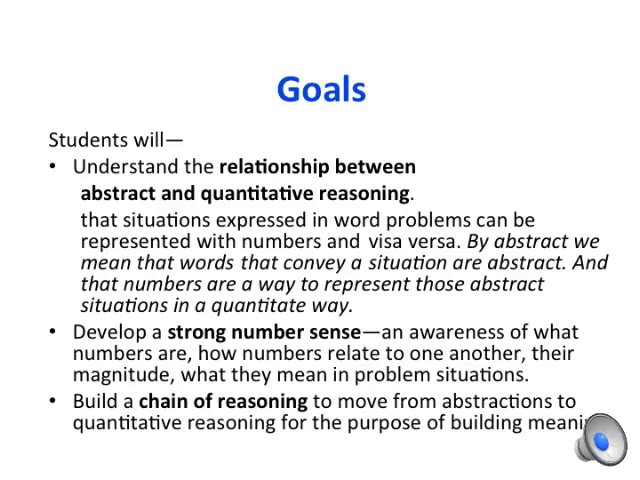Goal number 1, to understand the relationship between quantitative reasoning and abstract reasoning. Word problems have abstract reasoning. They have words, which are abstract, and those words represent numbers. So being able to go from the words in a word problem to the quantitative numbers that those words represent, and vice versa. Being able to go from numbers to words. So words to numbers, numbers to words.